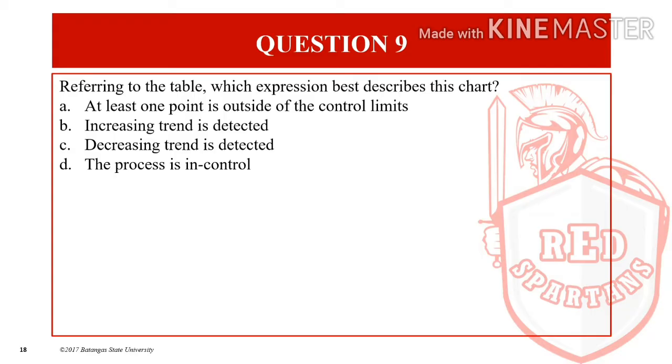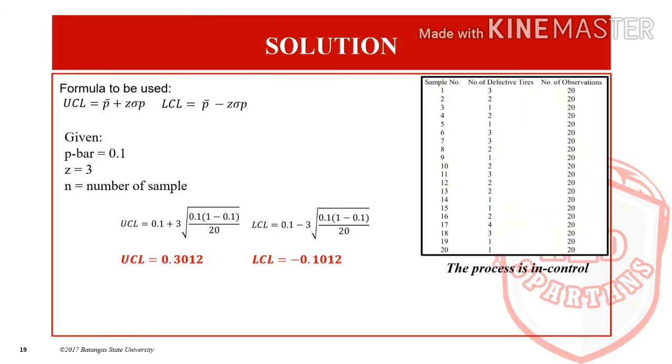So para ma-check natin, kailangan muna natin i-determine yung range or the upper and lower control limit. So para makuha natin yung UCL and LCL for P chart, ito yung ating formula, P bar plus Z sigma P, then P bar minus Z sigma P. So kapag wala tayong given na Z, ang gamitin nyo na lang ay 3, kasi ito naman lagi yung ginagamit, 3 sigma limit. So P bar natin is 0.1, Z is 3.